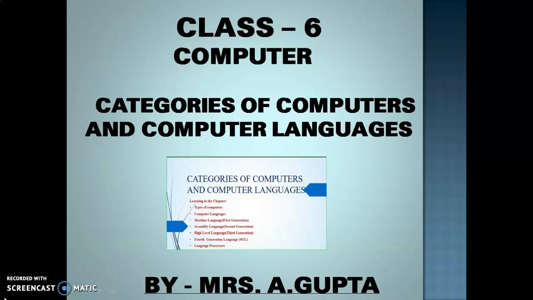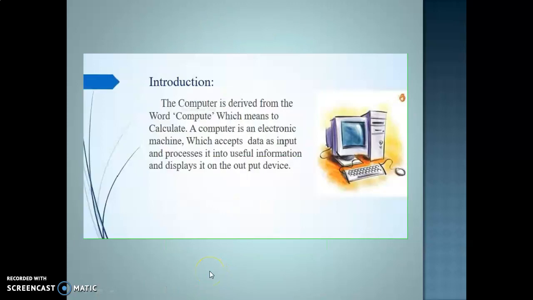So students, you already know about the computer. What is computer? Computer is an electronic device or machine which accepts data as input and processes it into useful information, and it gives us the output. The word computer is derived from the word compute, which means calculate.